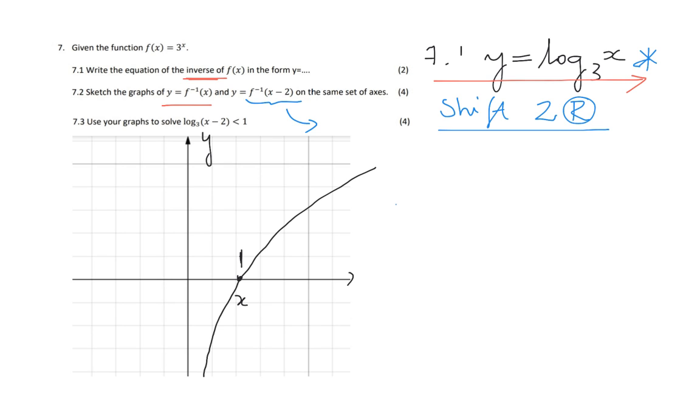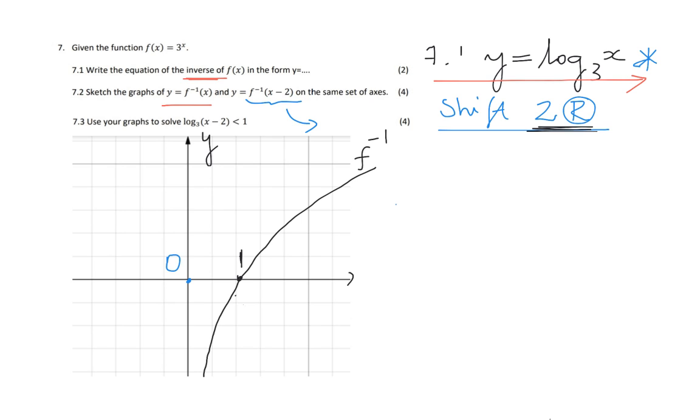Okay, increasing logarithmic function. This is my function f⁻¹. What must I do with this function? I have now to shift the given function 2 units to the right. So what do I shift first? Boys, I first shift my asymptote.